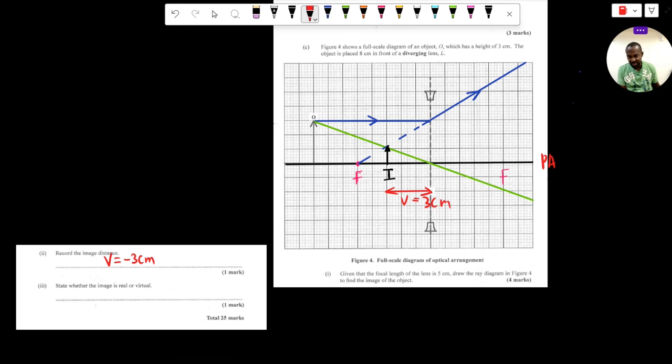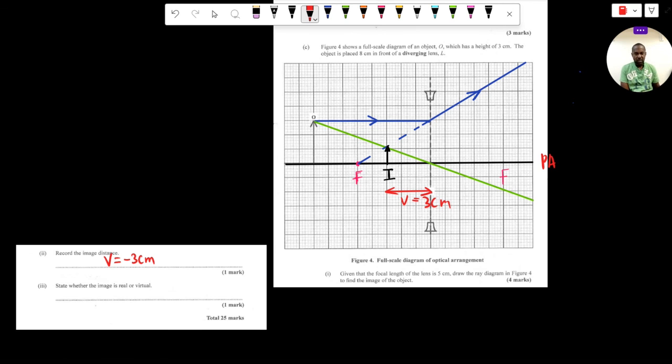And of course, that answers the next part of the question, which says, state whether the image is real or virtual. Now, the image produced by a diverging lens, of course, is always virtual. A diverging lens produces a virtual image. But if we want to show that, we can also look at properties of the diagram shown, and we can tell that the image is virtual.